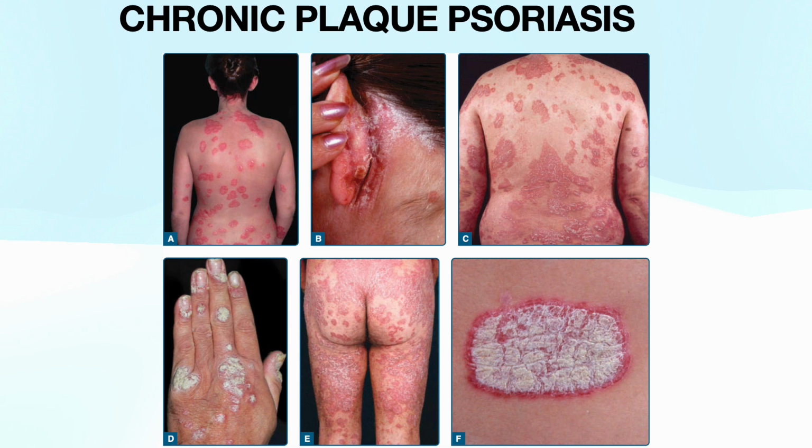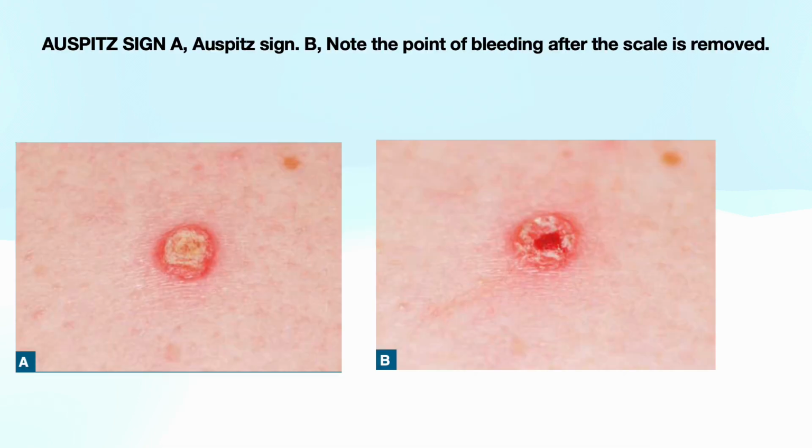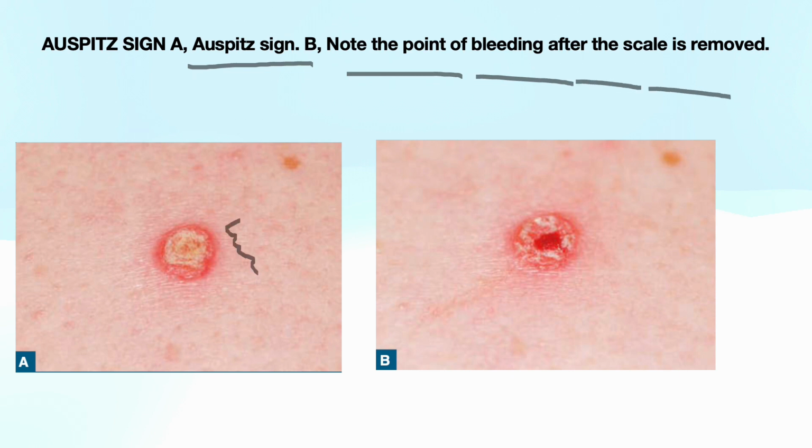And in psoriasis, you should know the types. This is a chronic plaque psoriasis. You can pause the video and take a good look at the lesion once, twice, even thrice till it's fitted into your memory. And this is something called Auspitz signs. See, the bleeding after the scale is removed. You scratch and remove the scale. See, there is a bleeding point. This is called Auspitz sign.